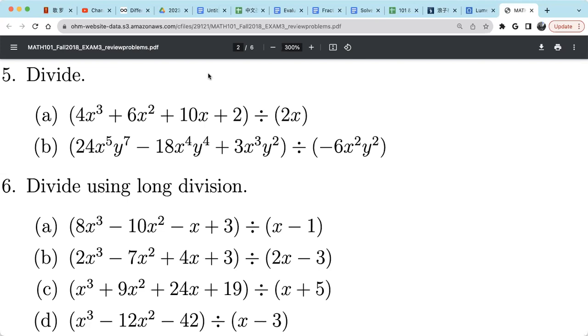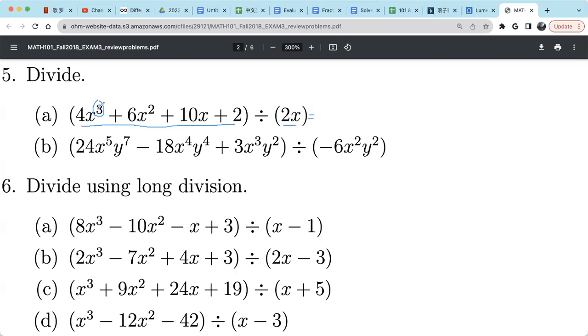Dividing polynomials. So this one is a degree 3 polynomial expression because the highest exponent is 3. But this one is just a monomial, right? One term. The first one has 4 terms: 4x cubed, 6x squared, 10x, and 2. And everyone is positive. So dividing by 2x means we want to divide each one of those 4 terms by 2x. So let's do that.